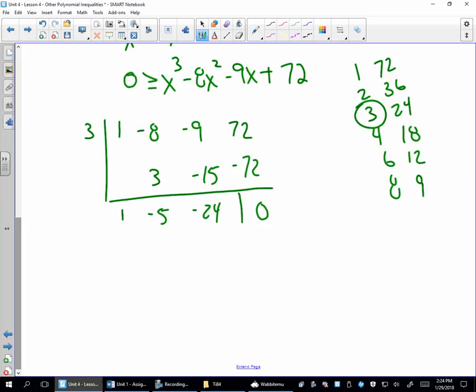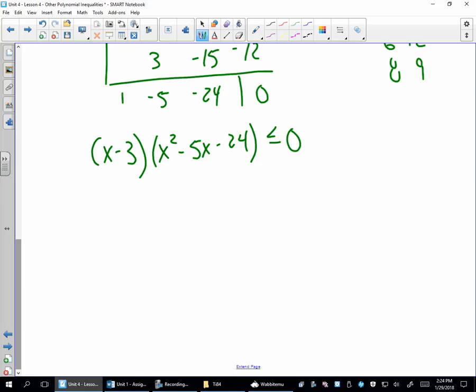Okay, so what do we got? We got x minus 3 times x squared minus 5x minus 24, and we want that to be less than 0. So I'm just going to move it over this side. I got myself a quadratic there. Maybe able to factor that. That's minus 8 and 3, less than 0. And I'm ready to go.